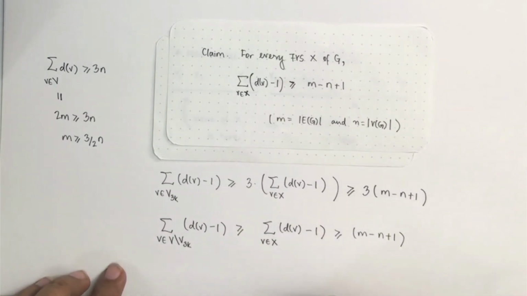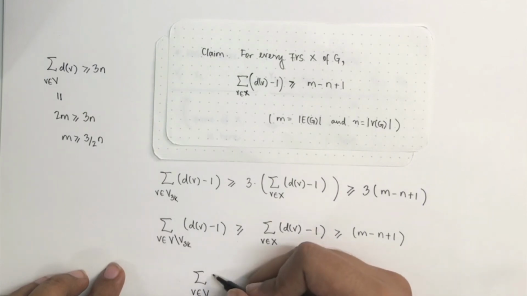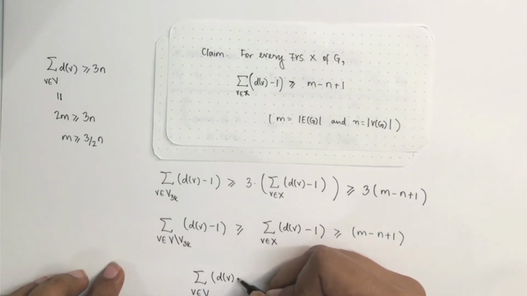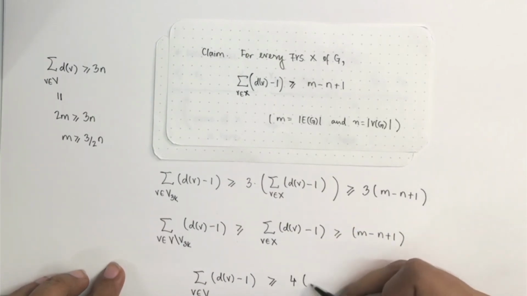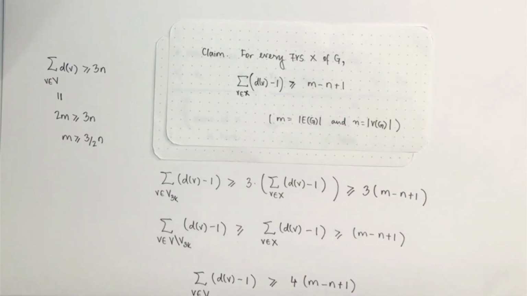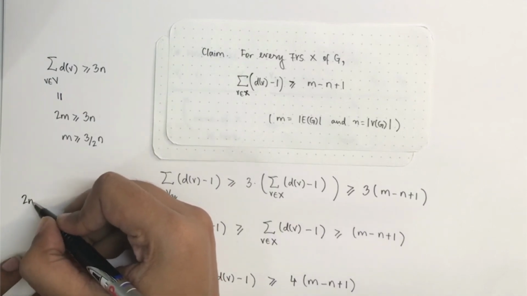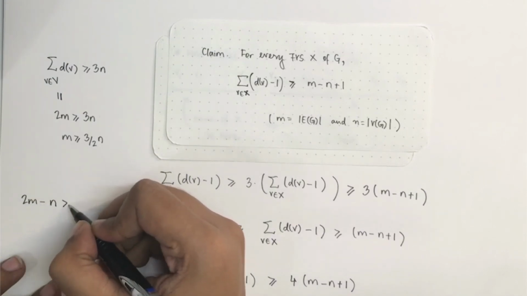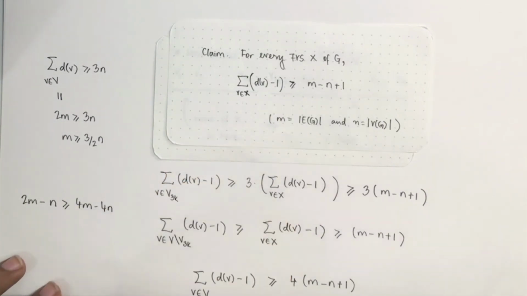So we have these two inequalities. Let's combine them to obtain a third one, which is about a sum over all the vertices, and the expression is still d(v) minus 1. Now we see that this is at least 4 times (m minus n plus 1). Let's break this down a little more. The sum of the degrees over all vertices minus 1 is 2m minus n, and that's at least 4m minus 4n plus 4.